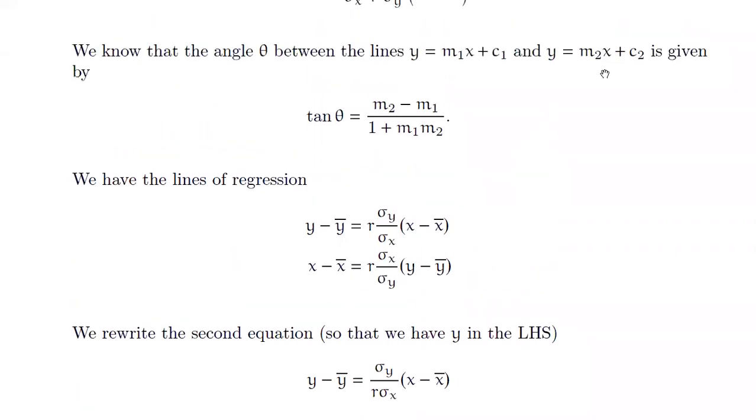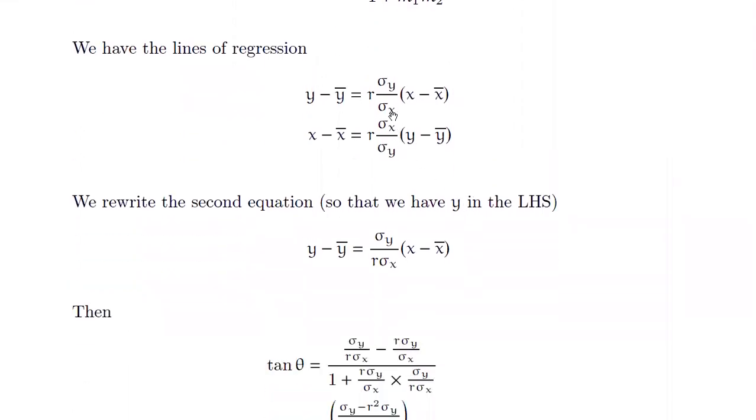Now you have already noted these two equations here, and using the slopes you have to find this value of tan theta. So here also you have to find the values of two slopes m1 and m2. In the first equation you can directly get the value of slope, that is the coefficient of x here, r sigma y by sigma x. In the second equation, to get the value of the slope m2, we rewrite this equation so that we have the term y minus y bar on the LHS. So we get y minus y bar equal to sigma y divided by r sigma x into x minus x bar.